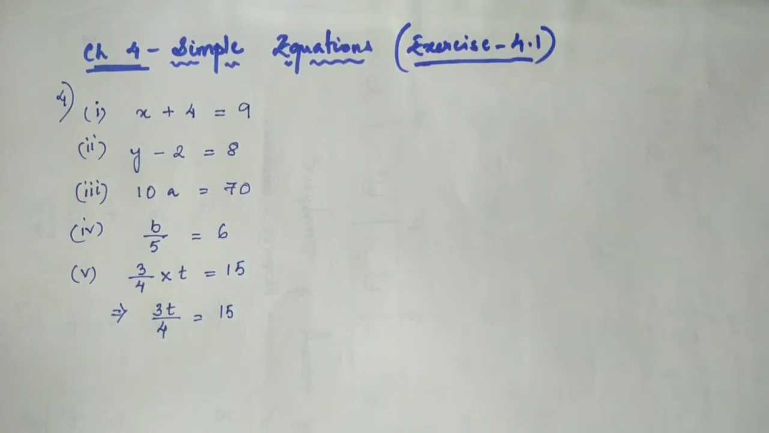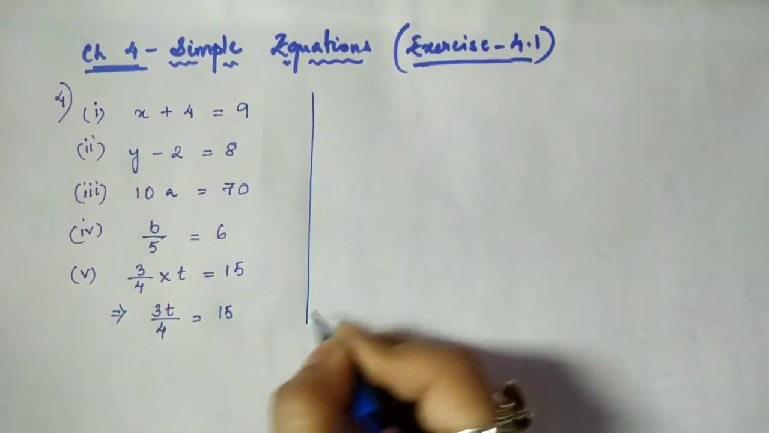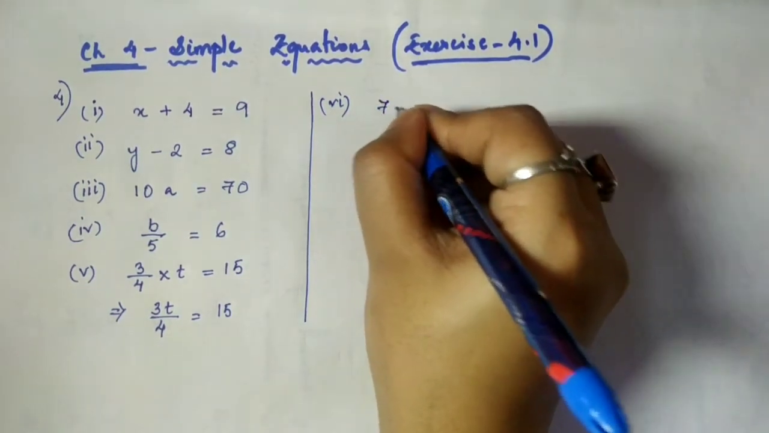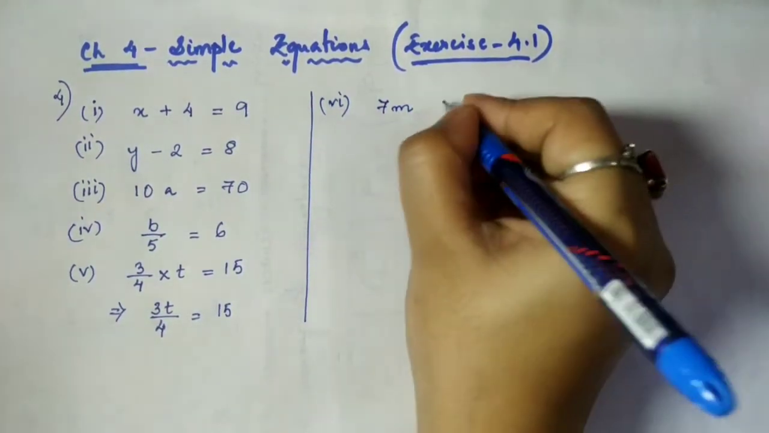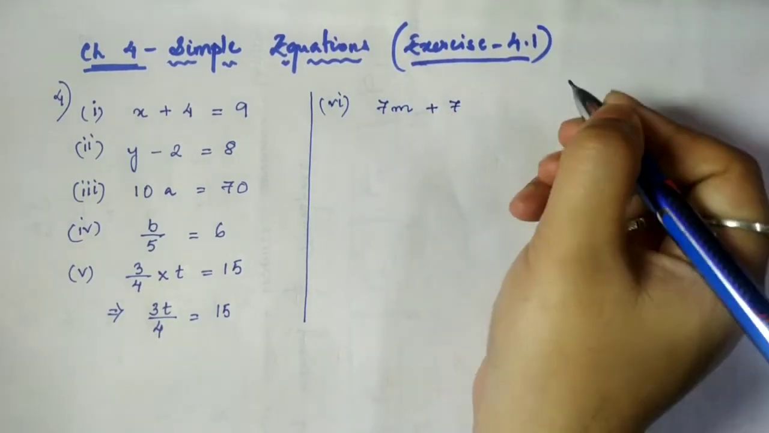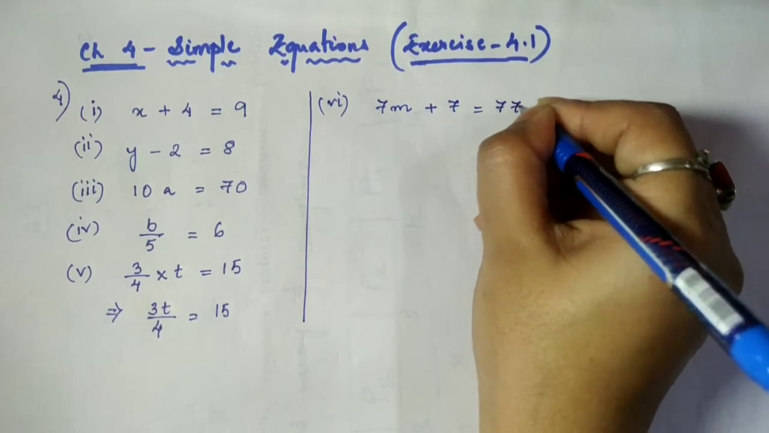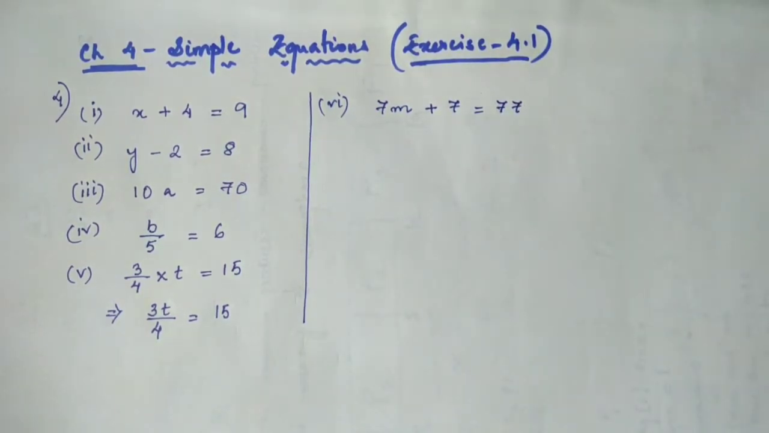Next one is number 6. Number 6 is given as 7 times m plus 7 gets you 77. 7 times m means 7m, plus 7. Gets you means equal to 77. So this is my equation.